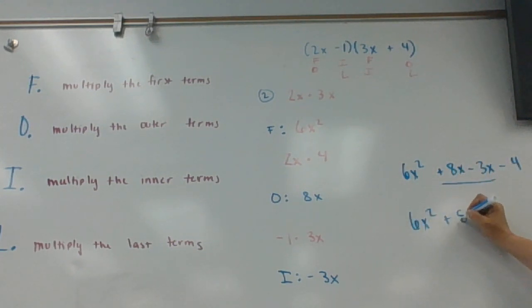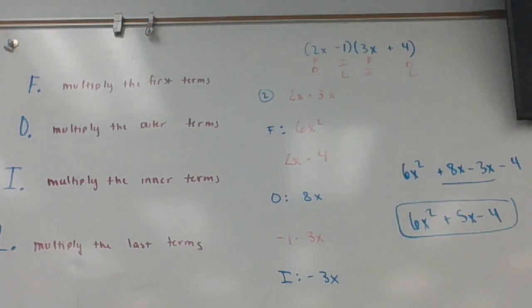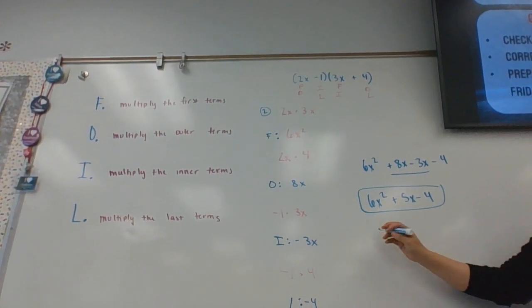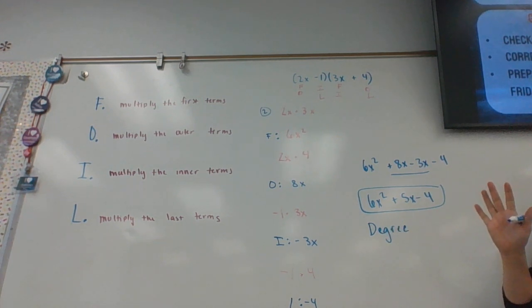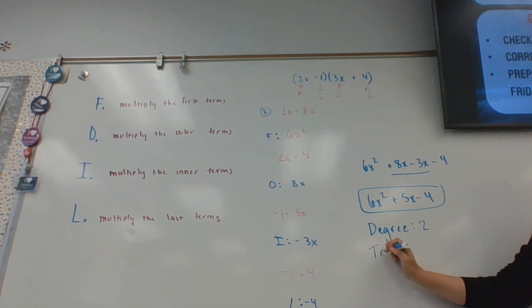Combine like terms. And what would you call this result, Thomas? What's the name of this? It's a polynomial. Can you tell me any details about the polynomial? What degree is it? Degree 2? Well, how would you name it by terms? Trinomial, because it's 3 terms.